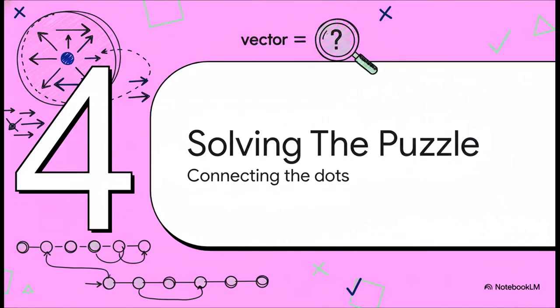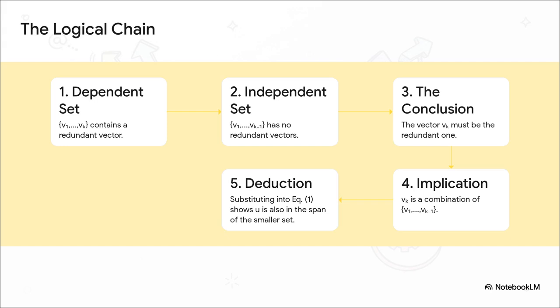Okay, we've got our clues. We know the big group of vectors is dependent, and the smaller group is independent. It's time. Let's put these pieces together and crack the case of our third equation. This right here lays out the whole chain of logic. I mean, think about it. If you have this perfectly efficient, independent set of vectors, and then you add just one more vector and suddenly the whole group becomes redundant, well, that new vector has to be the culprit, right? It's the source of the redundancy.